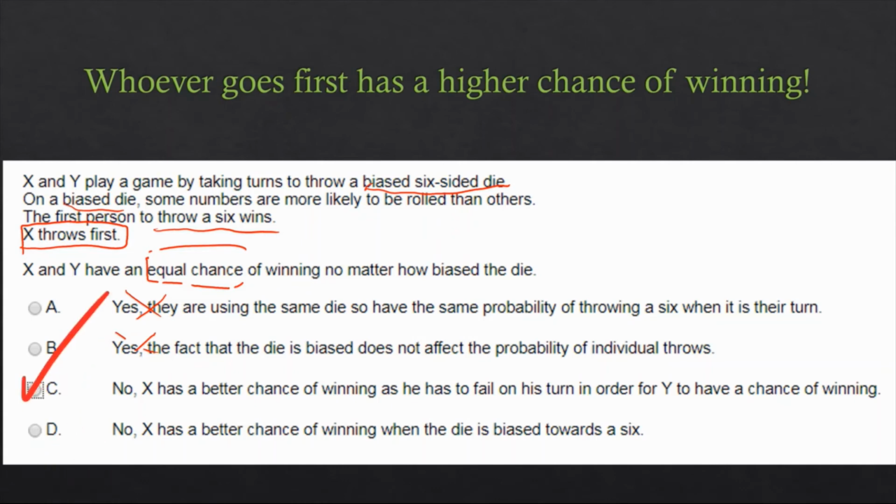And that is the correct option, because Y only goes after X goes. So X has to get something else rather than 6 for Y to have a go. So therefore X has a higher chance of winning the game.